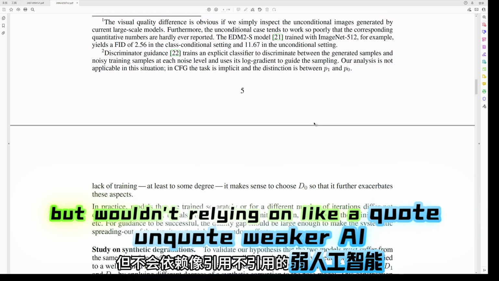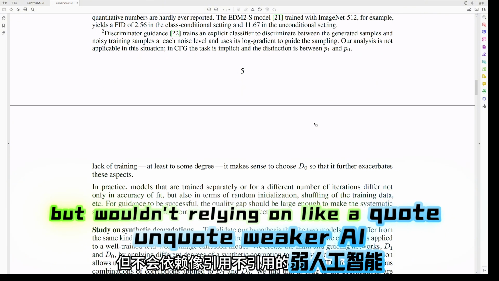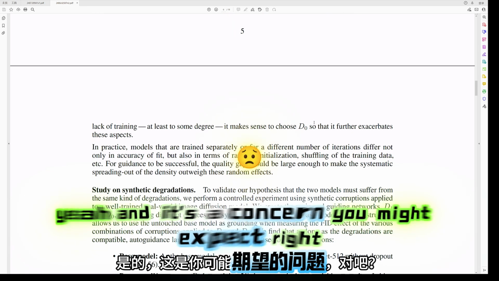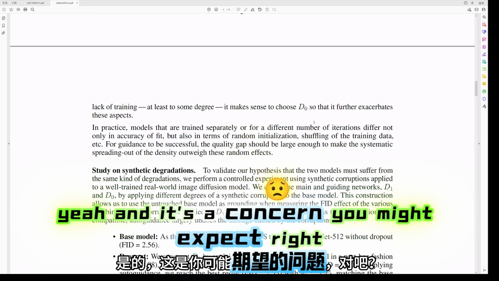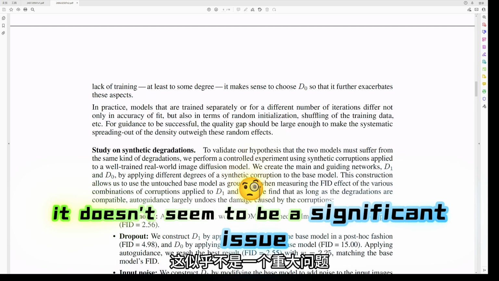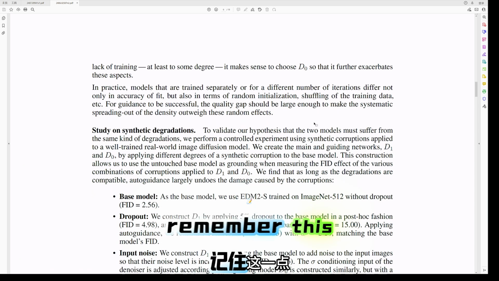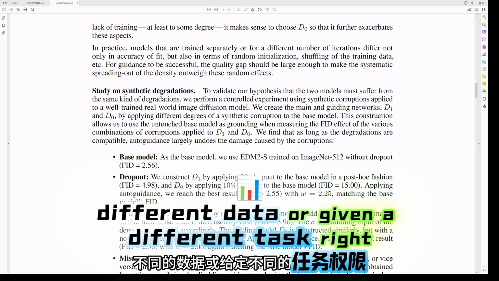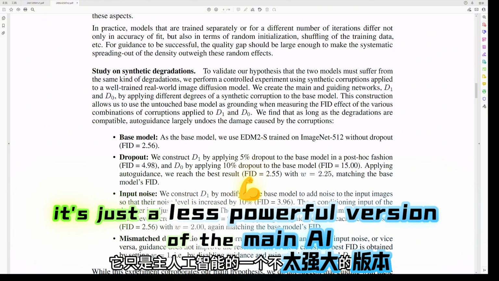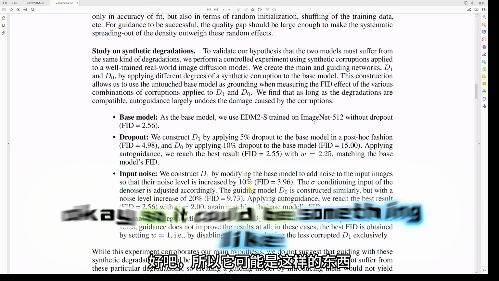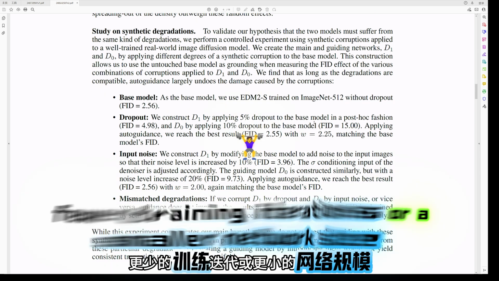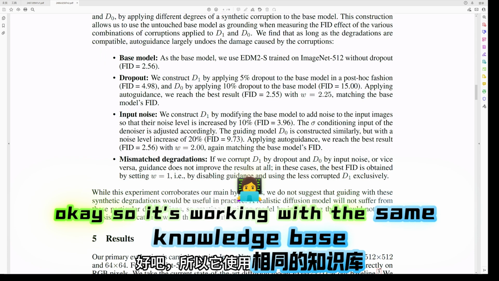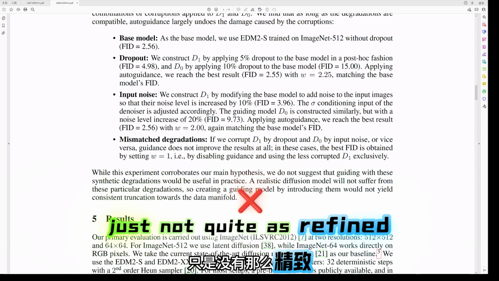But wouldn't relying on a quote-unquote weaker AI potentially slow down the training process? That's a really good question, and it's a concern you might expect. But surprisingly, it doesn't seem to be a significant issue. Remember, this weaker AI isn't trained on different data or given a different task. It's just a less powerful version of the main AI. It could be something like fewer training iterations or a smaller network size. So it's working with the same knowledge base, just not quite as refined.